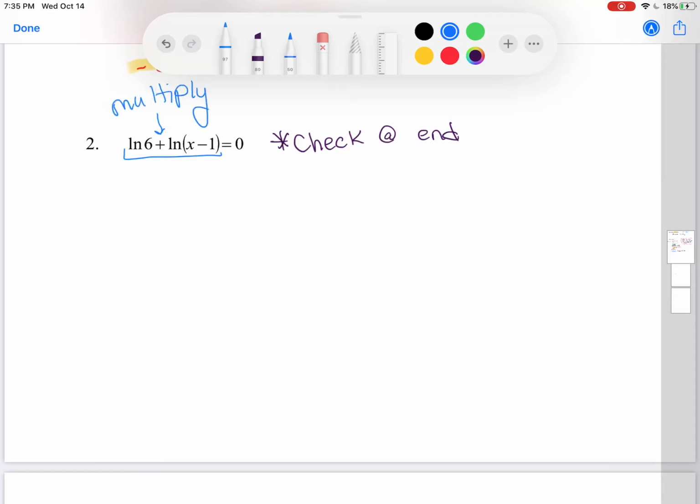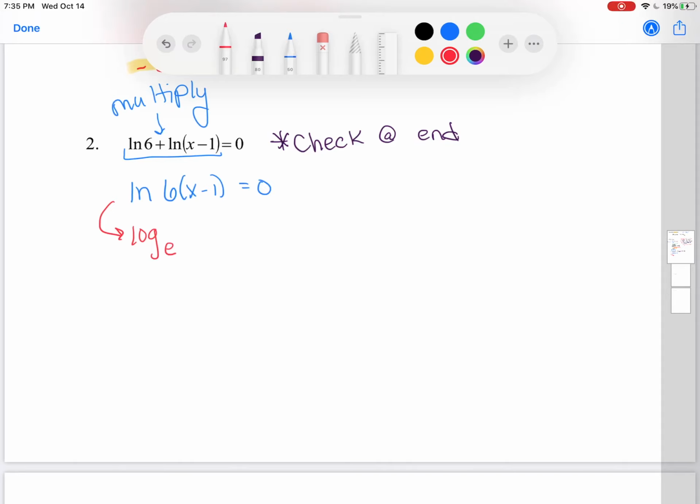This is where those 3.2 and 3.3 notes come in handy. Whenever I add my logs together, it's going to tell me that I need to multiply the main terms. So I'm going to condense them from two natural logs into just a single natural log, and the main terms come together by getting multiplied. So I went from 2 natural logs down to 1 natural log, and 6 and x minus 1 are going to get multiplied. And now let's keep going.